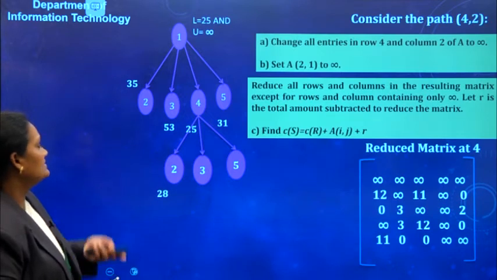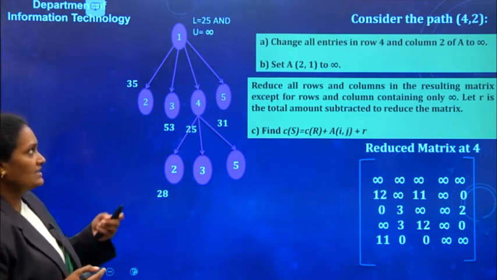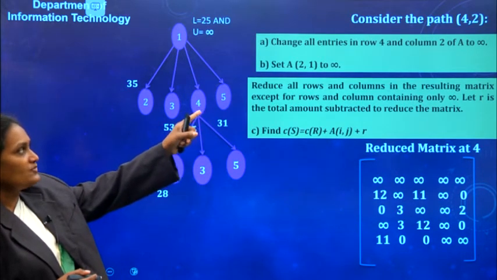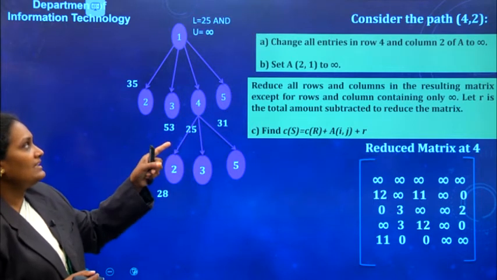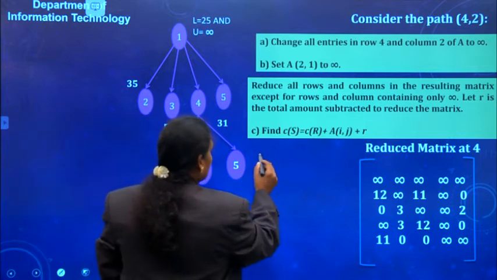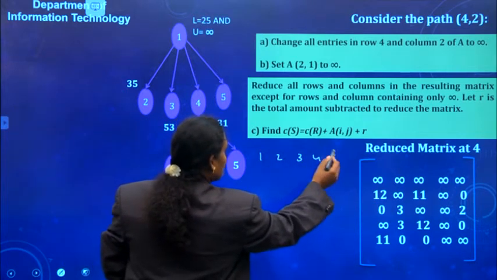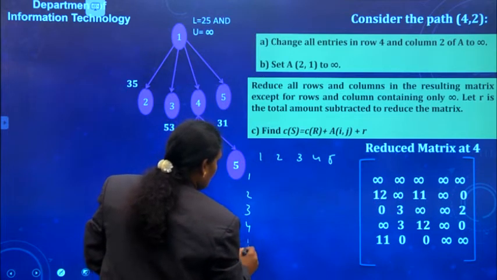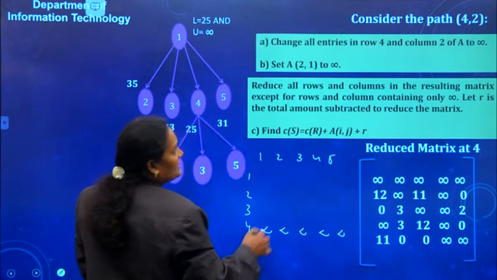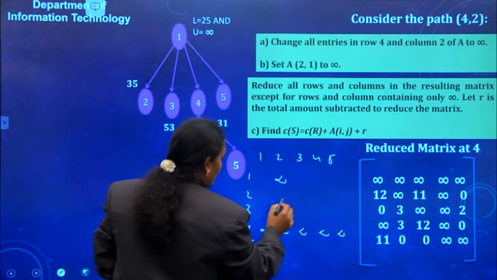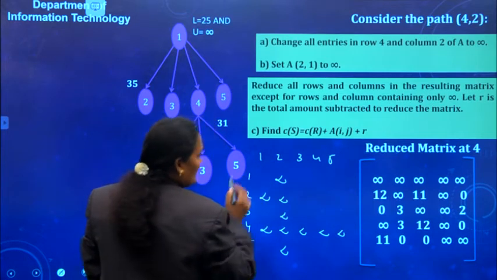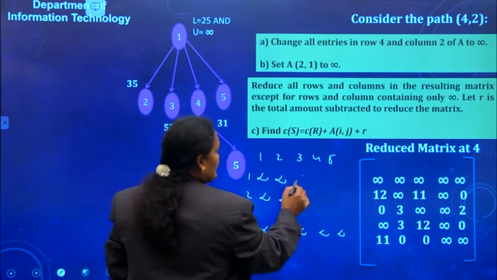Now let us see how to find the cost of 4, 2. This is the reduced matrix at 4. Now, what do we need to do? i is 4 and j is 2. Make the 4th row and second column as infinite. For my convenience, I am representing the rows and columns. 4th row means this one. So make all entries of the 4th row infinite, and all entries of column 2 infinite, and make 2 1 as infinite, and take the remaining entries as they are.